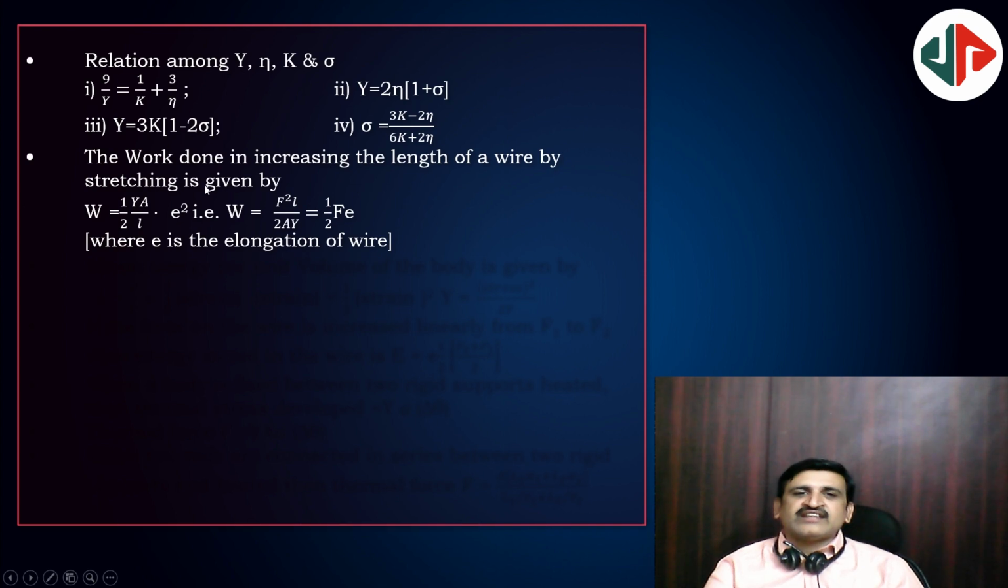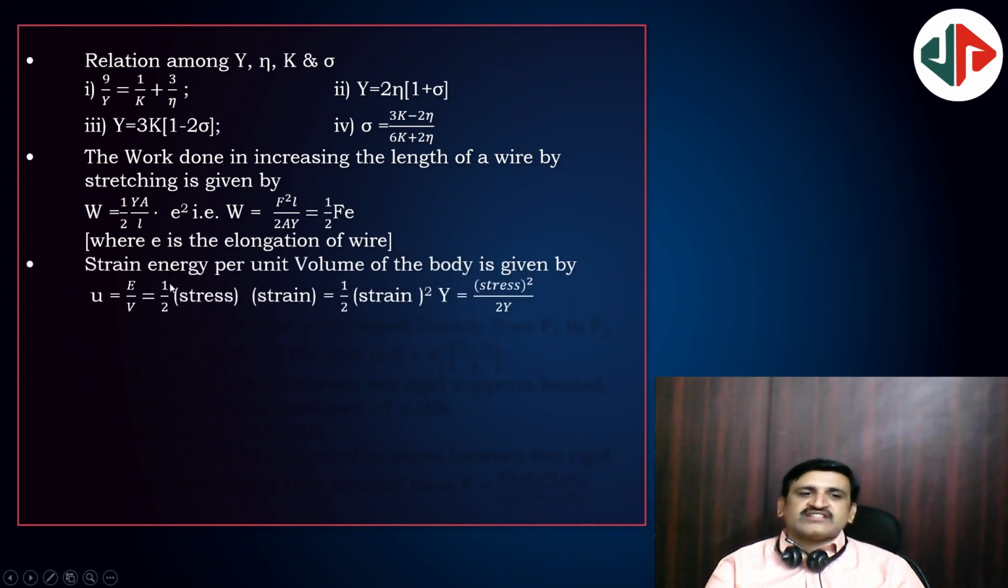And work done in increasing the length of the wire is given by half YA by L into e square, or W equals F square L by 2AY, or half F e. This is the work done in changing the dimension of the body. Next, strain energy per unit volume is given by U equals E by V, equal to half stress into strain, or stress square by 2Y, or half strain square Y. So three formulae: in one formula there is no Y, in another there is no stress, in another there is no strain.